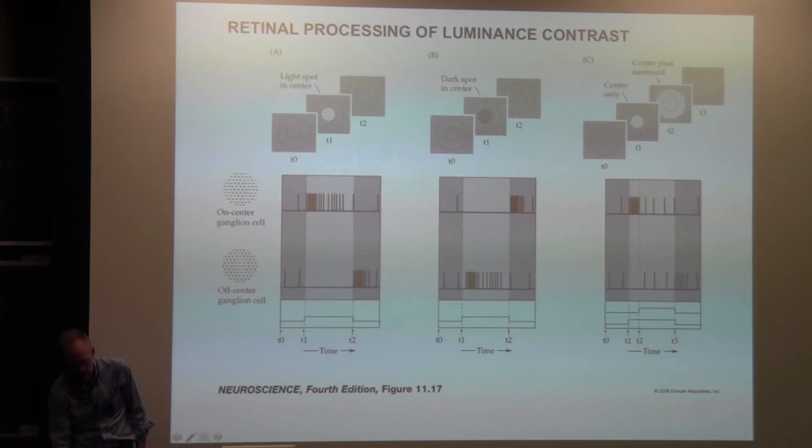So you can turn a spot of light on here, get a strong response from an on-center cell, but now if you add light in its surround, you turn the on-center cell off.